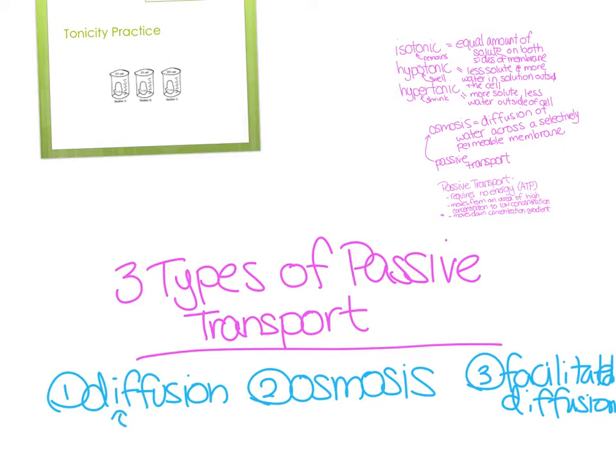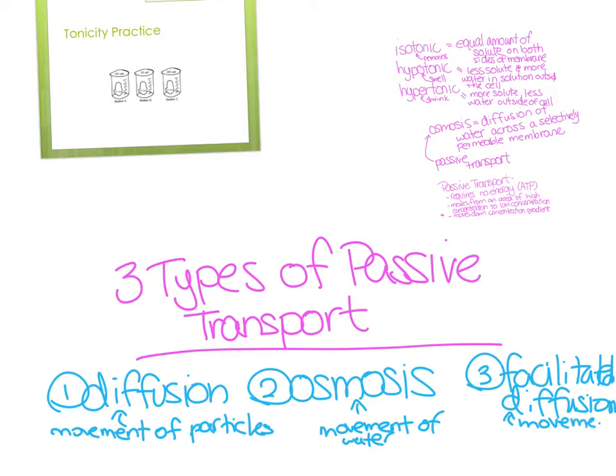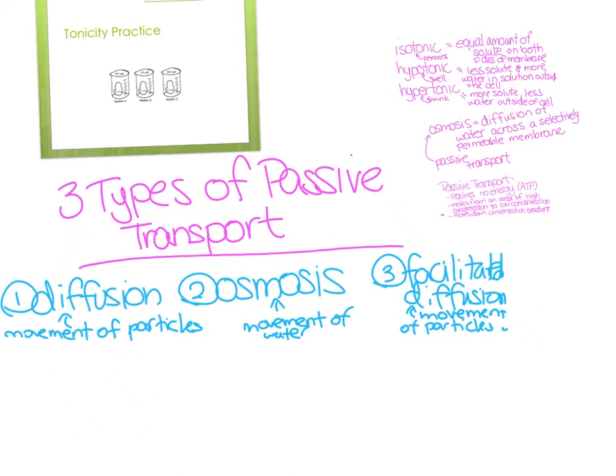Diffusion is what? Movement of what? Movement of particles from an area of high to low concentration. Osmosis is the movement of water from an area of high to low concentration. And facilitated diffusion is the movement of particles from an area of high to low concentration with the help of protein channels.